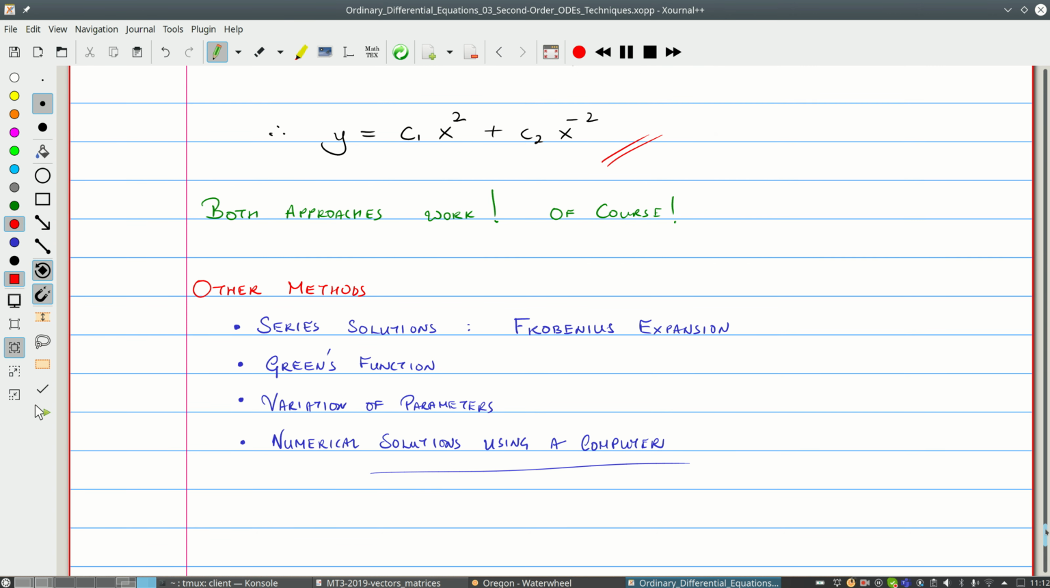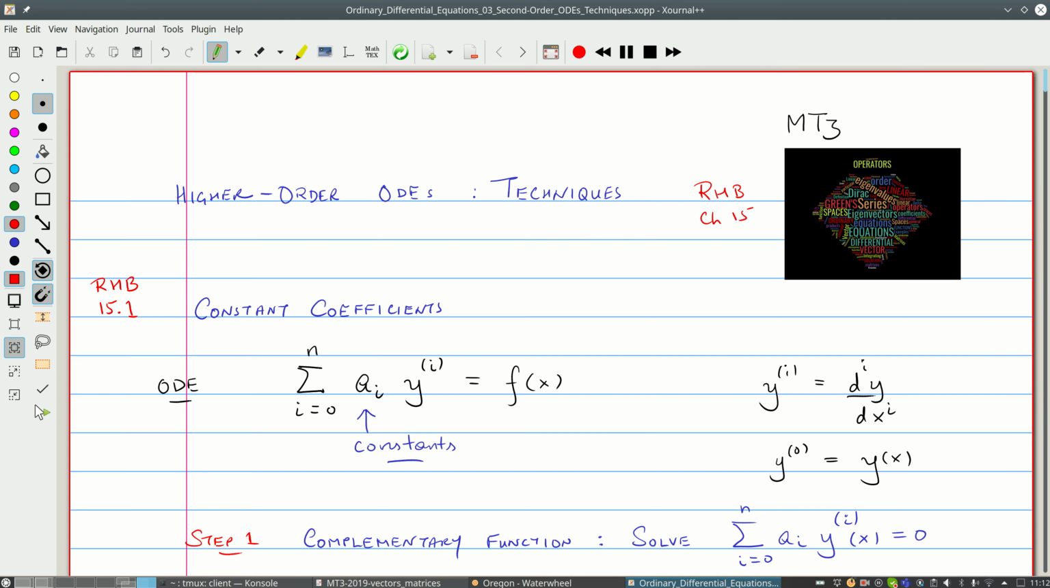All right, so that brings us to the end of this session. We've looked at specific ways of solving higher order ODEs with constant coefficients, or the Euler equation, Euler differential equations, and these will be found in Riley, Hobson, and Bence chapter 15.